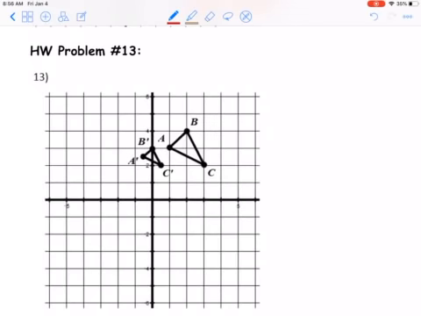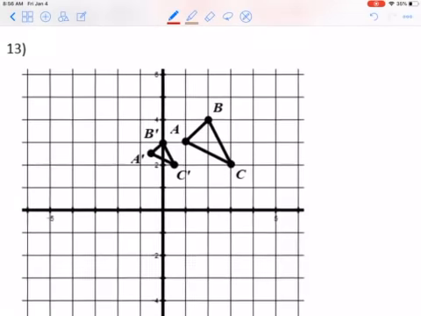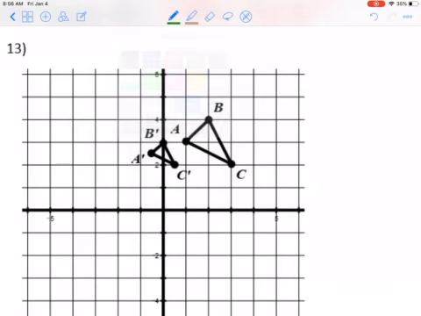Let's look at problem number 13. This one is asking for this scale factor. I forgot to put that in the directions. So it's asking for that dilation and the center. So this is the fun part. I like this one the best. So you take your first point. Let's connect B with B prime.